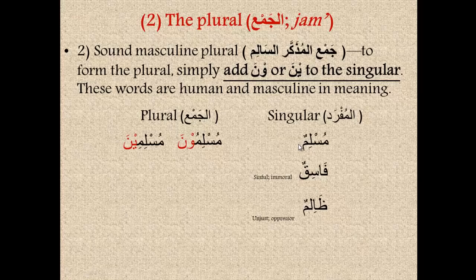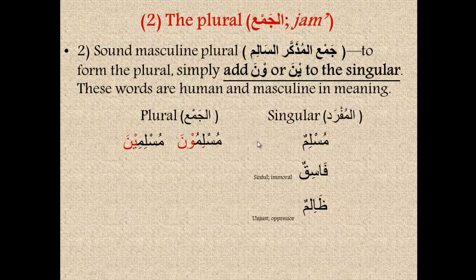Now, again, how are these words different? They both mean Muslims. They're both the plural of Muslim. The difference is in the case ending, which we will not worry about for now. So just learn the two forms, muslimuna, muslimina.